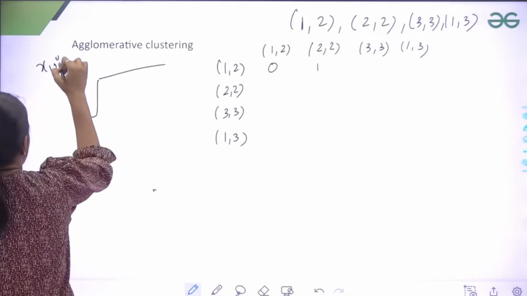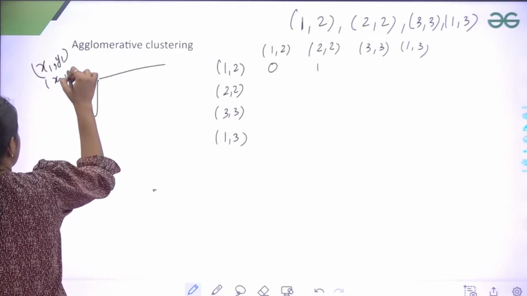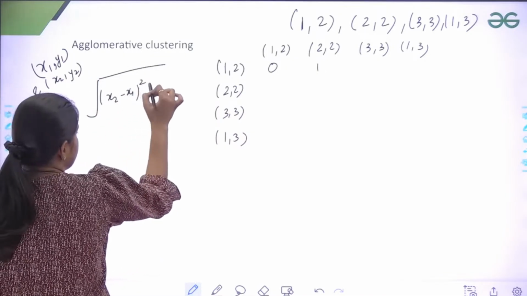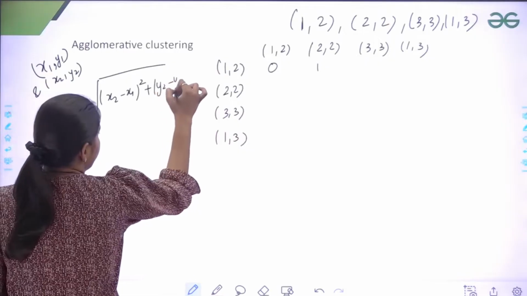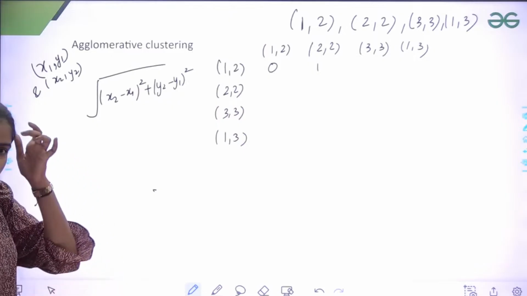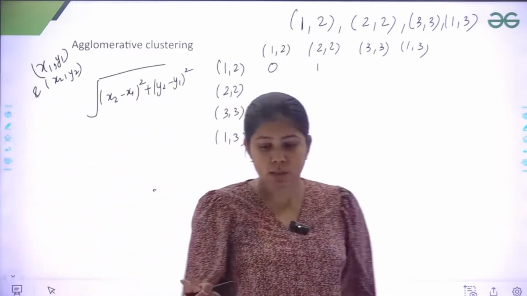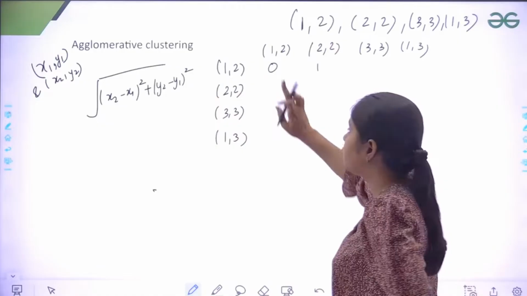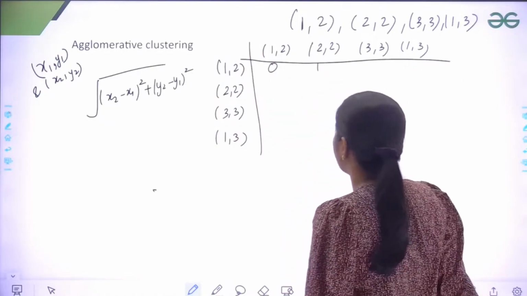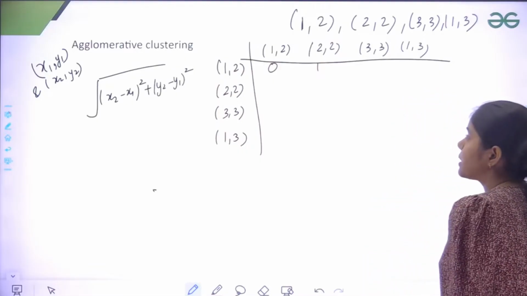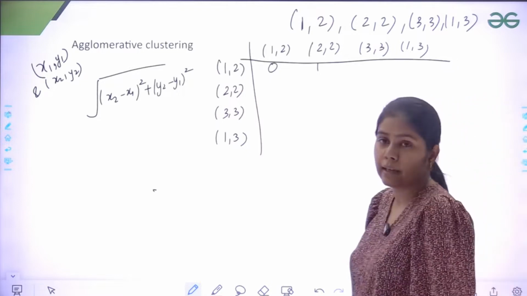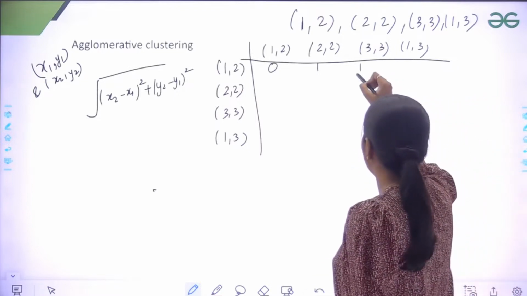If I have two points (x1, y1) and (x2, y2), then the distance is the square root of (x2 minus x1) squared plus (y2 minus y1) squared, right? So this is the Euclidean distance, and I'm using that. We have different types of distances, and we will discuss those as well. So the distance of (1,2) with (1,2) is 0, with (2,2) is 1, and with (3,3) it gives 3 minus 1 squared plus 1 squared, that is the square root of 5.